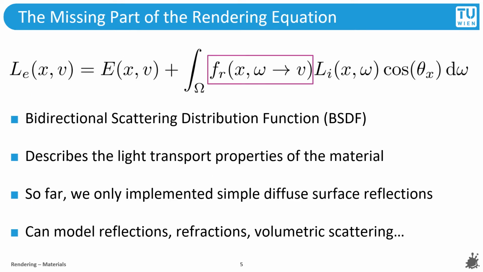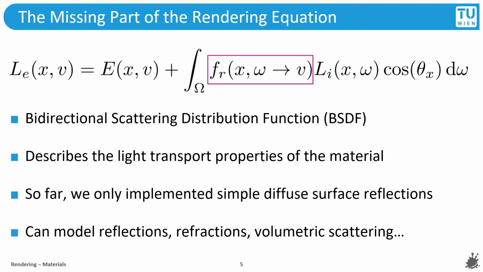The full name of the BSDF, as we already mentioned it quite a few times before, is the bidirectional scattering distribution function. And it's the part of the rendering equation highlighted here that so far we mostly ignored or replaced with something constant or easy to compute in examples. And the job of the BSDF is to describe the transport of light by a material.